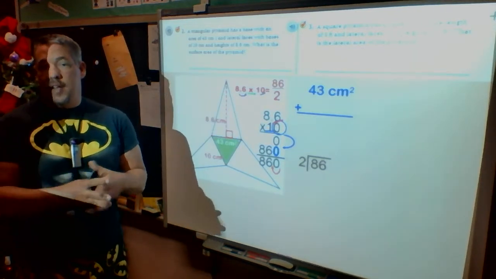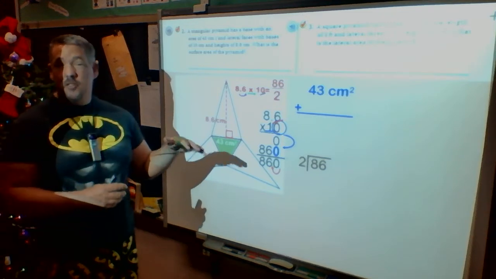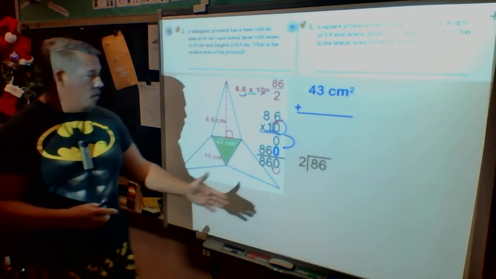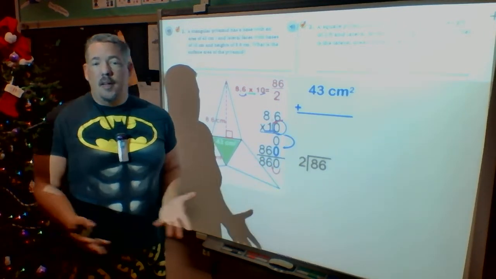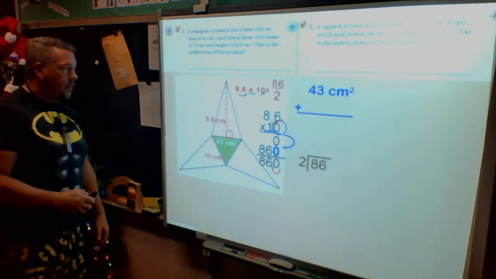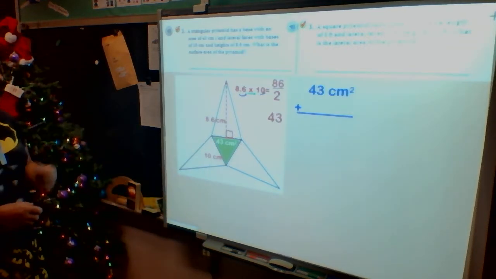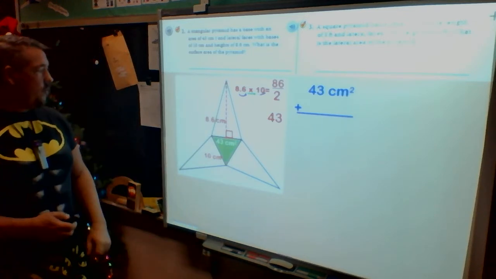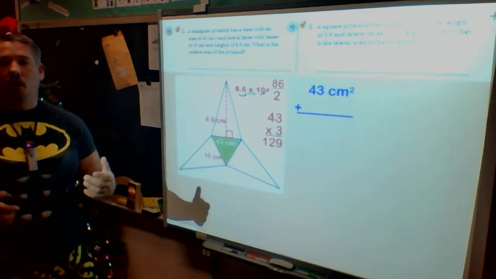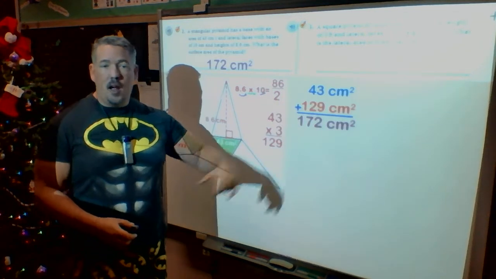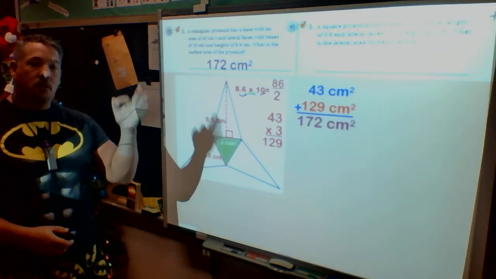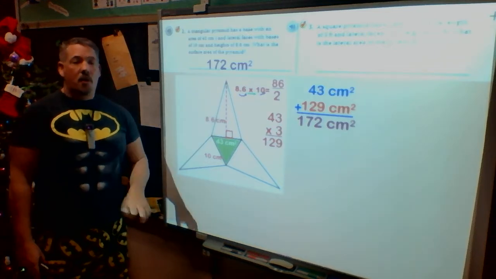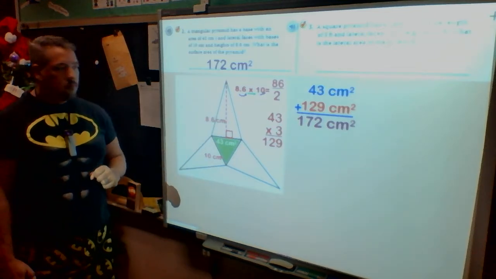Some of you are forgetting that step because you're trying to get into a hurry and get it done as quickly as possible. It's better to slow down for an extra 50 seconds if it takes it to remember, oh yes, it is a triangle, I have to divide by 2 to get a right answer and not have to rework it. 86 divided by 2 then gives me 43. And then I remember 1, 2, 3 triangles. So when I multiply it by 3, I get 129. So I'm going to add my 129 square centimeters for all 3 triangles of the lateral sides. Add them together, I get 172 square centimeters for this triangular pyramid.